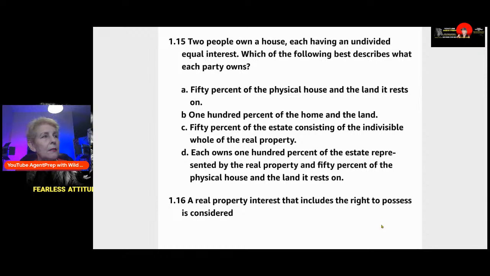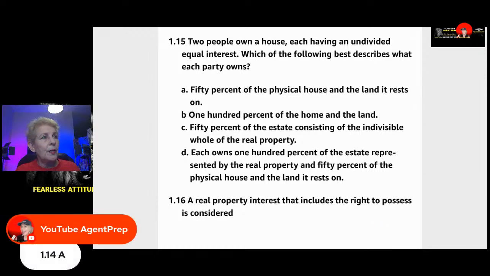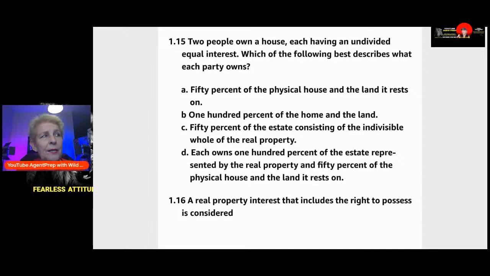All right, number 15. Two people own a house, each having an undivided equal interest. Which of the following best describes what each party owns? A, 50% of the physical house and the land it rests on. B, 100% of the home and the land. C, 50% of the estate consisting of the indivisible whole of the real property. Or D, each owns 100% of the estate represented by the real property and 50% of the physical house and the land it rests on.